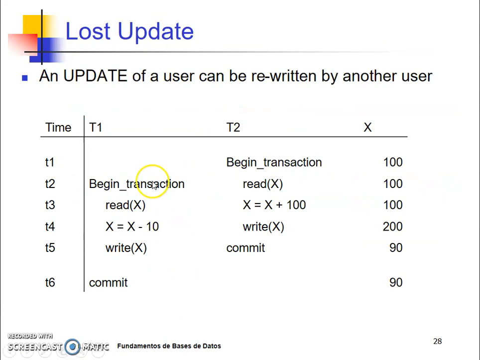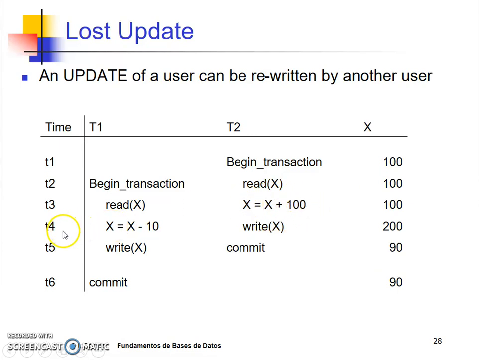The lost update. So we can see that we have two transactions here. Transaction 2 starts to execute and it reads the value of X, which is 100. Okay, and then at time 2, transaction 1 starts. Next, transaction 3 is going to read the value of X, which is 100, and later transaction 2 changes the value of X. So internally here, the value is going to be 200.